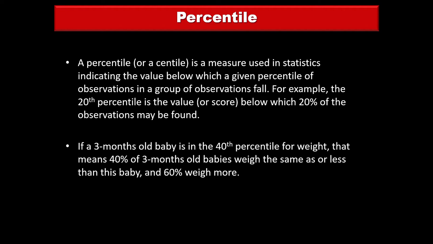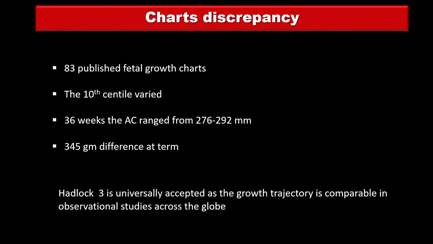And what are these percentiles? So for example, if a 3-month-old baby is in 40th centile for weight, that means 40% of 3-month-old babies weigh the same or less than this baby, and 60% would weigh more. And then there is this issue of chart discrepancy, and we have 83 published fetal growth charts, and the 10th centile would vary in these charts. So we have the Intergrowth chart and the Hadlock chart, which are reasonably good charts, because this has been shown by observational studies across the globe.